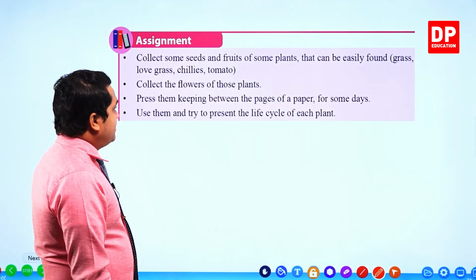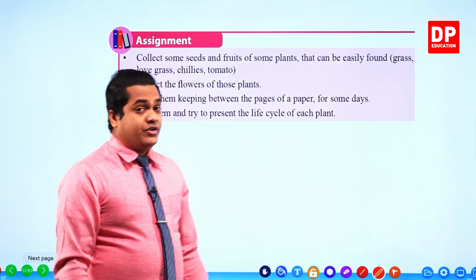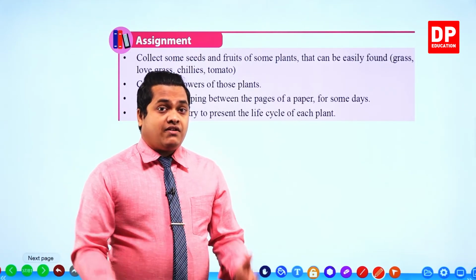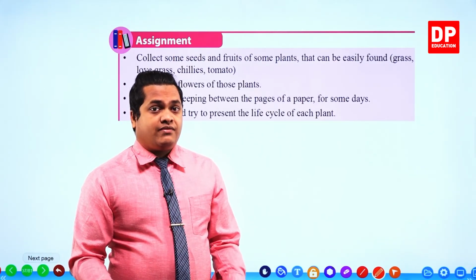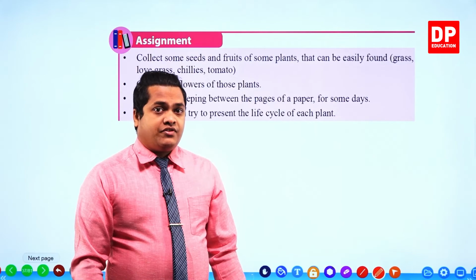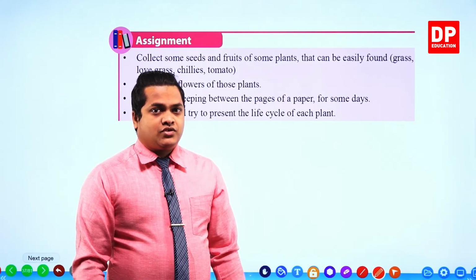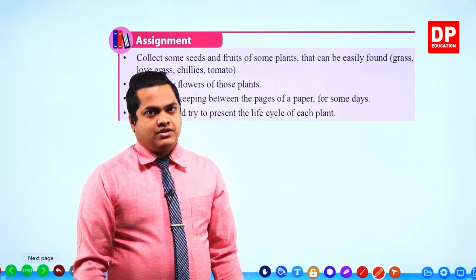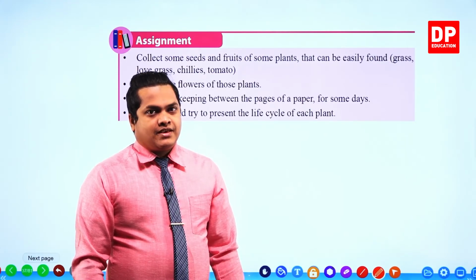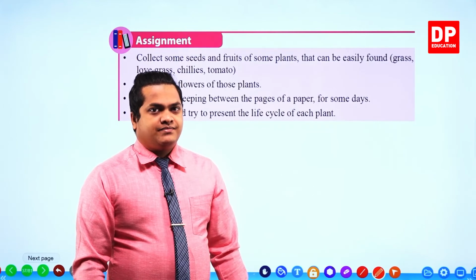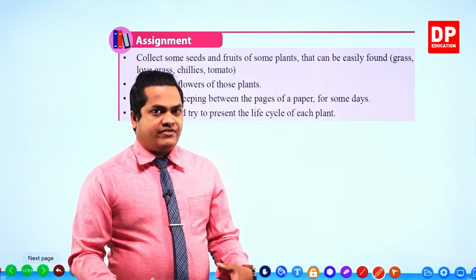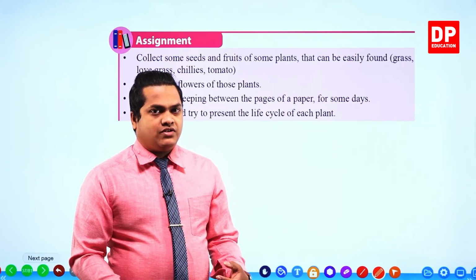So collect the flowers of those plants. That's why I told you that we have to wait for the flowers as well. We have to collect flowers of these things. If you take a plant like jack, then it will take years to produce flowers, so it's not convenient. These plants, they will grow quite fast, so it's easy to collect flowers from them.